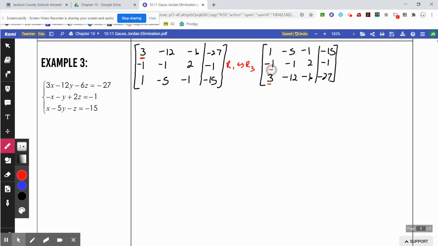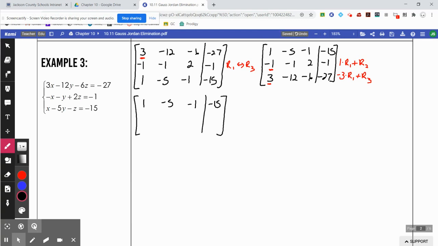So in order to turn the negative 1 to 0, we're simply going to do 1 times row 1. We're going to add it to row 2. To turn this into a 0, we're going to do negative 3 times row 1 and add it to row 3. So therefore, row 1 will stay the same. And now let's change the other two. 1 times row 1, add it to row 2 is going to give us a 0.